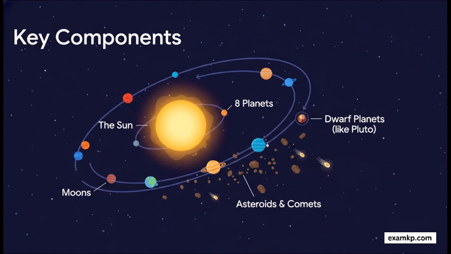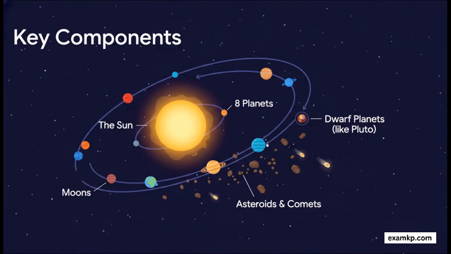So what are the components? Well, at the center of it all, we have the star of the show, the sun. Then we have the 8 official planets, and let me say that again, for your exams, it is 8 planets, not 9. We also have dwarf planets like poor Pluto, hundreds of moons, and literally millions of asteroids and comets. It's a very busy place out there.